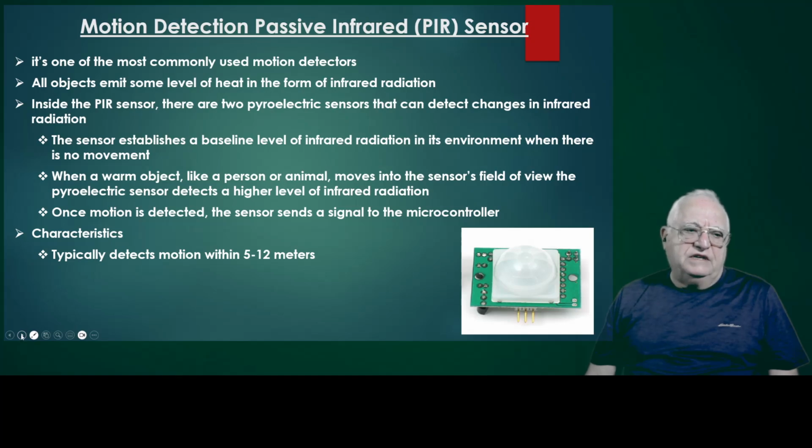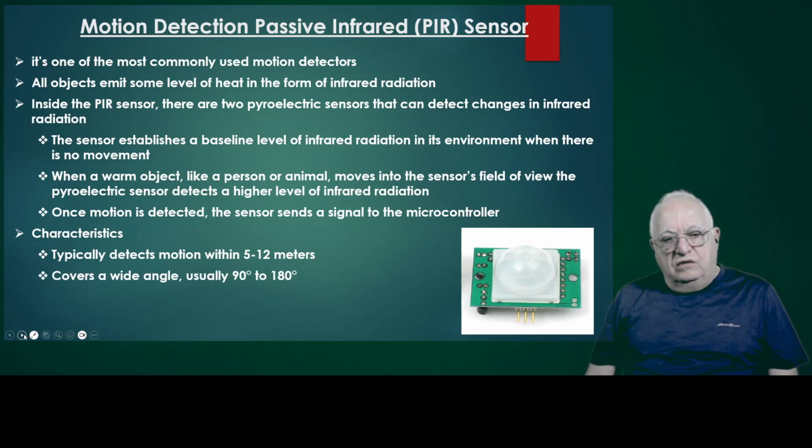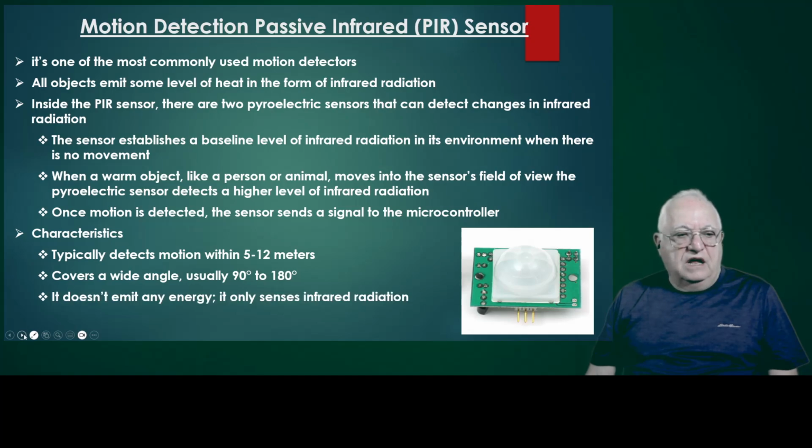Now the characteristics of the sensors is it typically detects motion within 5 to 12 meters, covers wide angle between 90 and 180 degrees. And another advantage, it does not emit any energy. It only senses infrared radiation. So that's an advantage because nobody's going to know that you have this sensor because it's not irradiating any signals.